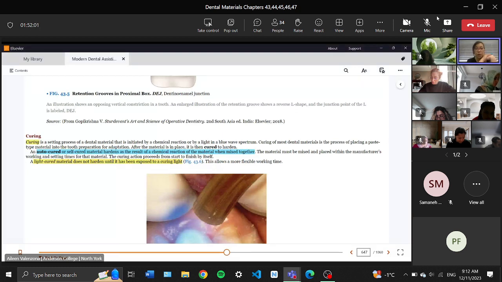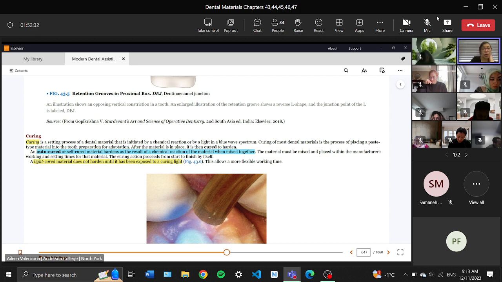Curing is a setting process of dental material that is initiated by a chemical reaction or by light in the blue wave spectrum. So it is not going to set unless you introduce them or you light them. Curing of most dental material is the process of placing a paste-type material into the tooth preparation for adaptation. After the material is in place, it is then cured to harden. So curing is to harden.